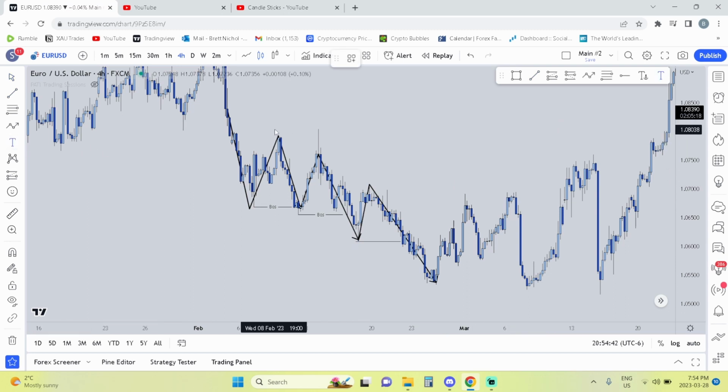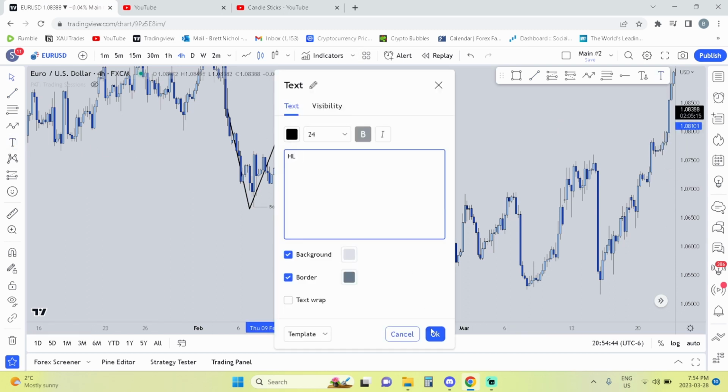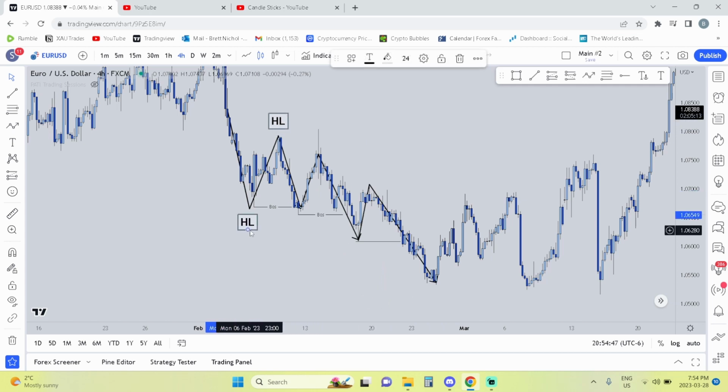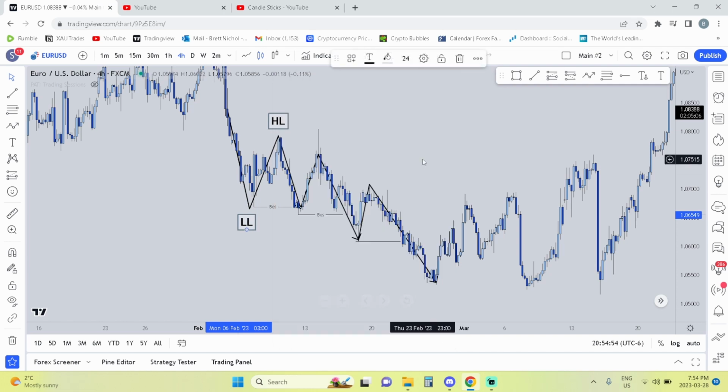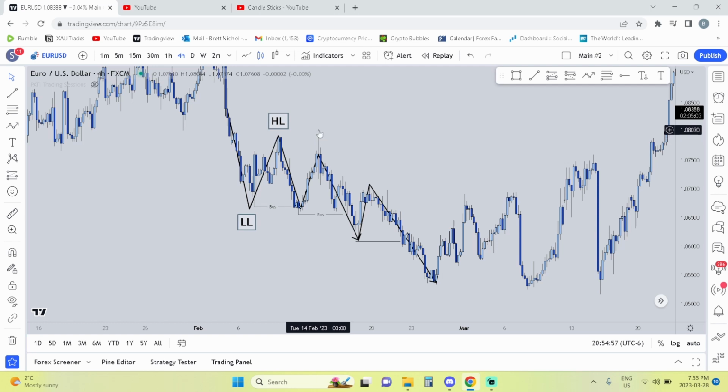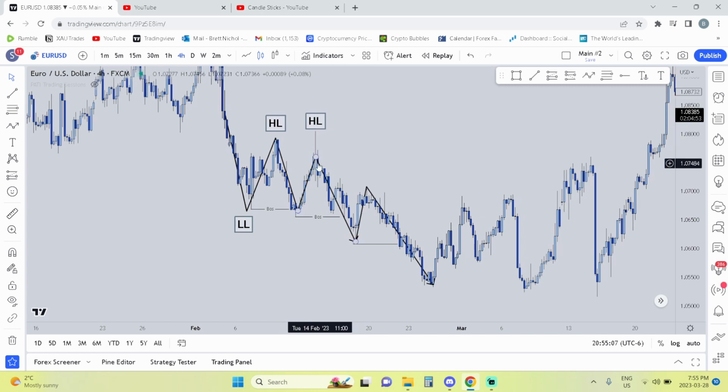So if I'm to mark this, that's our higher low, like that. That's our, what do you think it might be? It's a lower low. And this price went higher than that, but it didn't close. So it's not really a higher low, but it didn't close, so I'm just gonna count it anyways. And then it made a new lower low, and then a new higher low right here, and a new lower low, and then a new lower low.